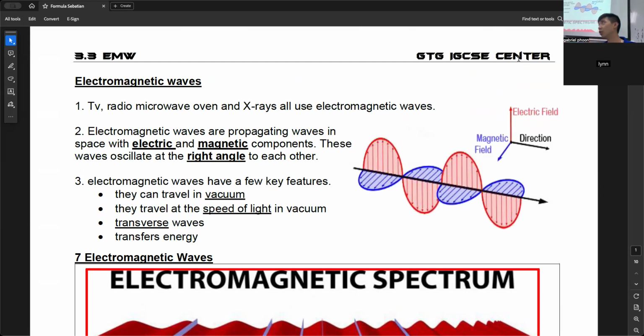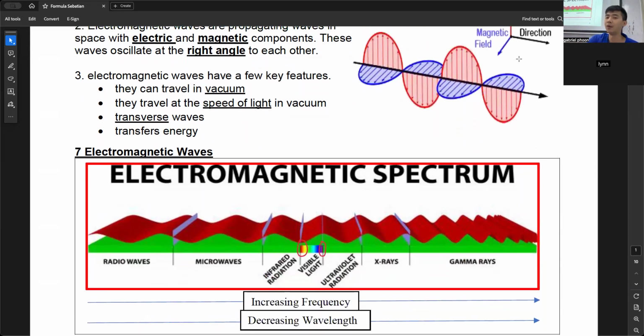In your syllabus, you only need to remember the 7 electromagnetic waves that will always come out in your exam. And they are basically everything that you've already seen before in life, right? Radio wave, microwave, infrared, visible light, ultraviolet, X-ray, and gamma ray.